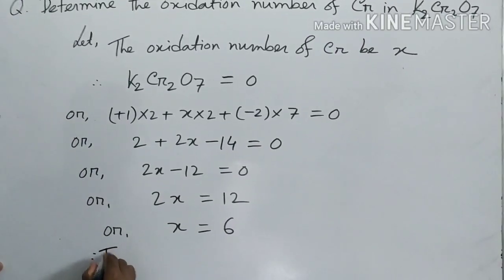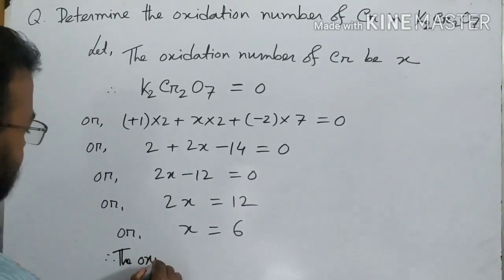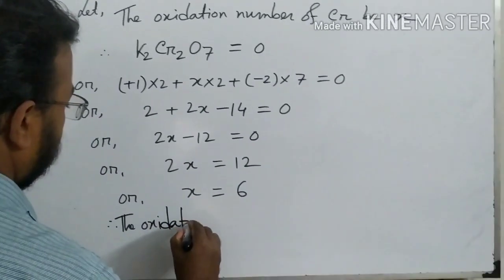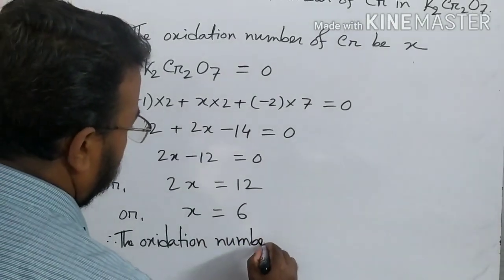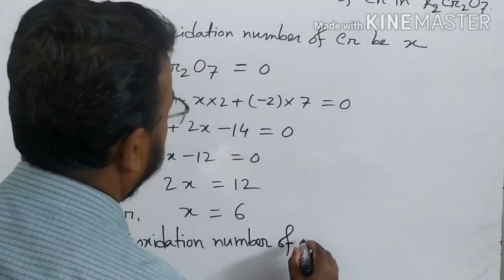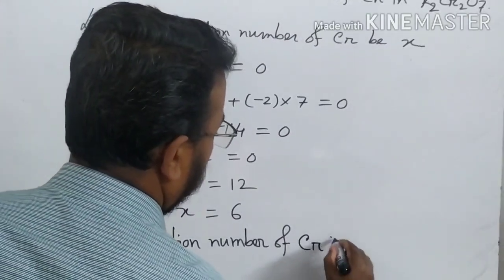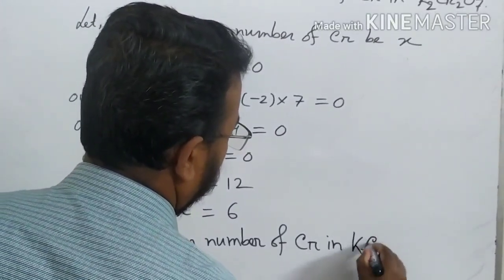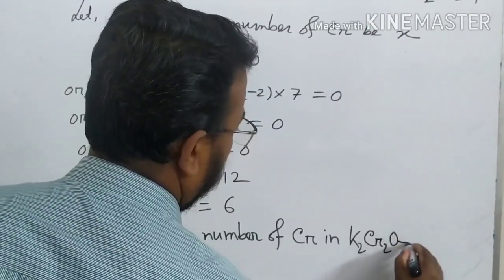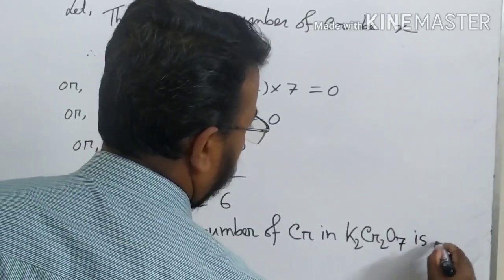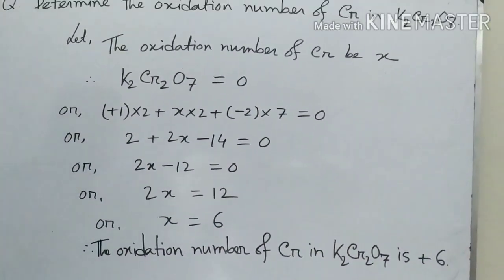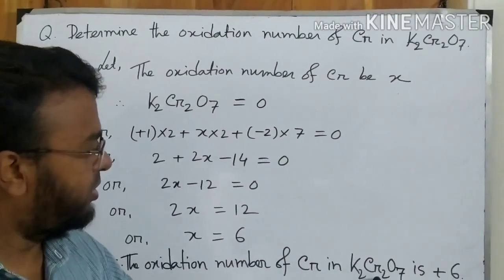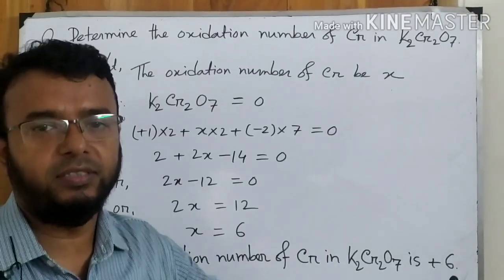Therefore, the oxidation number of chromium in potassium dichromate, K2Cr2O7, is plus 6. Okay, so we have got the value. The oxidation number of chromium in potassium dichromate is plus 6.